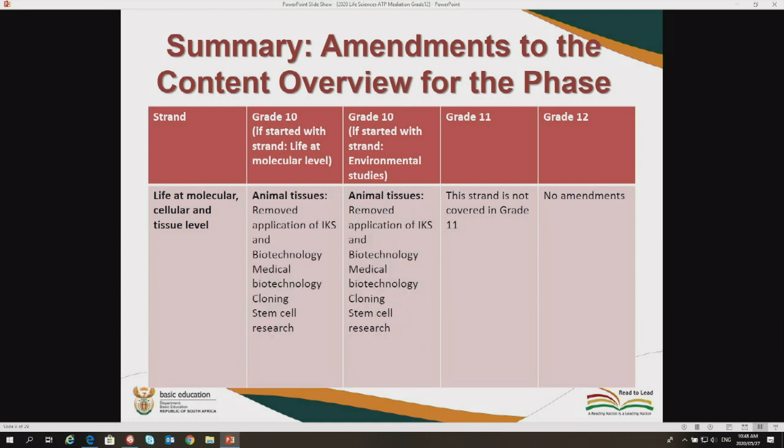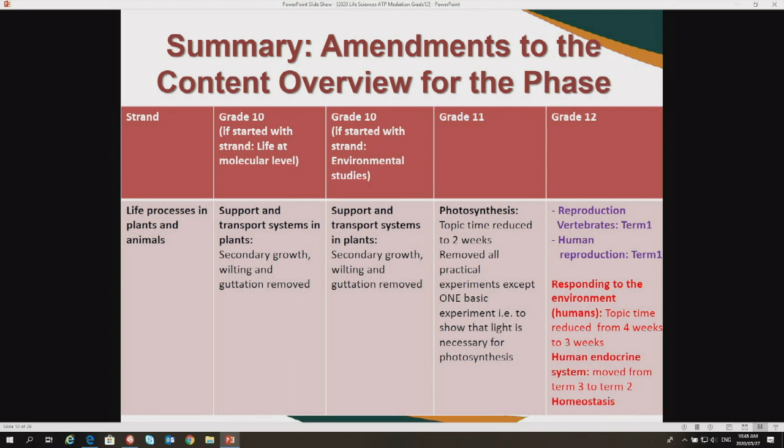Then I'm going to scroll down because there is nothing for grade 12 until we get to life processes in plants and animals. Reproduction in vertebrates and human reproduction are already done in term 1. We are going to start in term 2 with responding to the environment in humans, in other words, the nervous system. The topics there, you will see in the ATP, were reduced from 4 weeks to 3 weeks. And then secondly, in this strand, the human endocrine system was moved from term 3 to term 2.